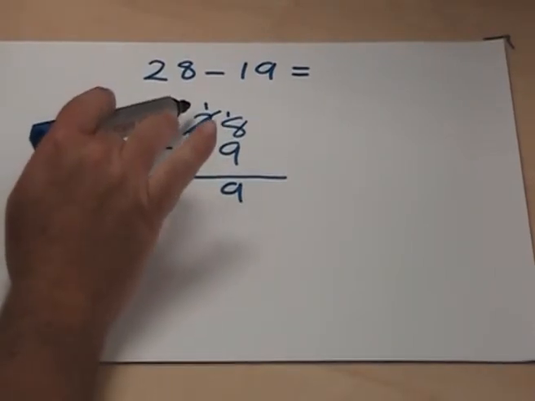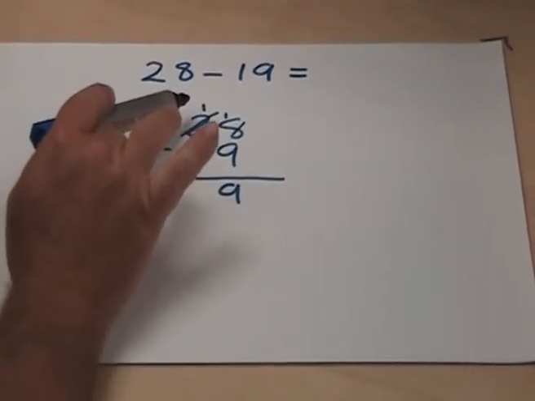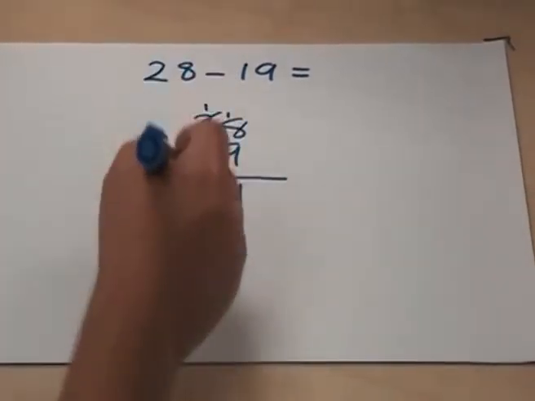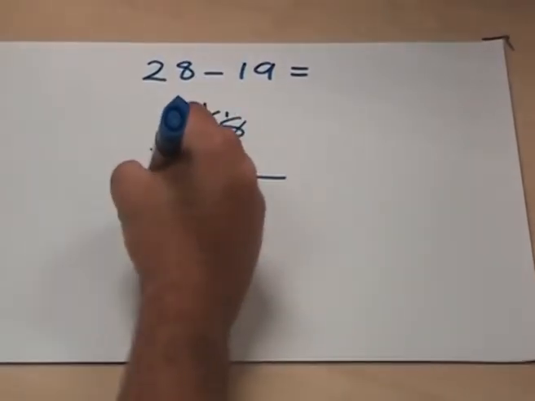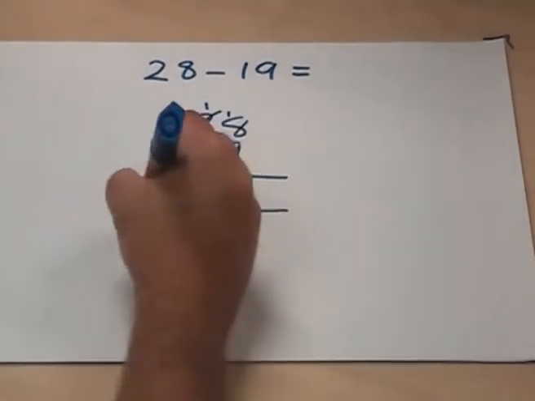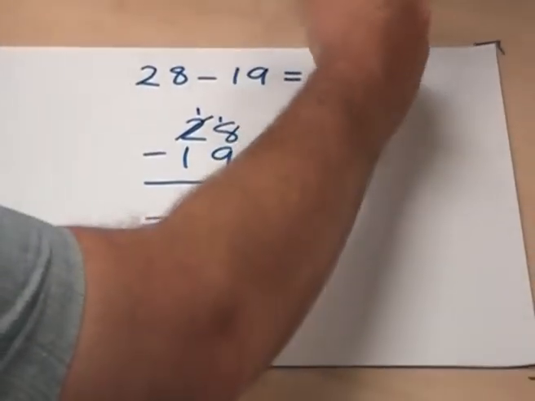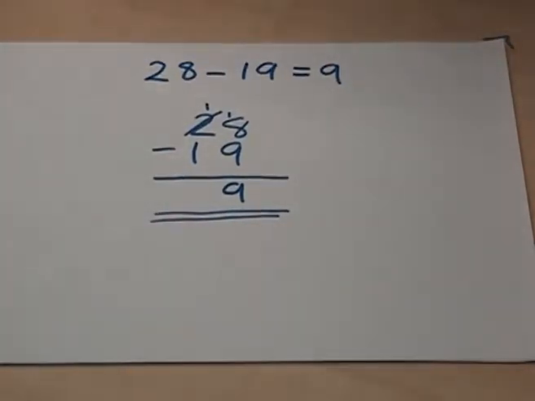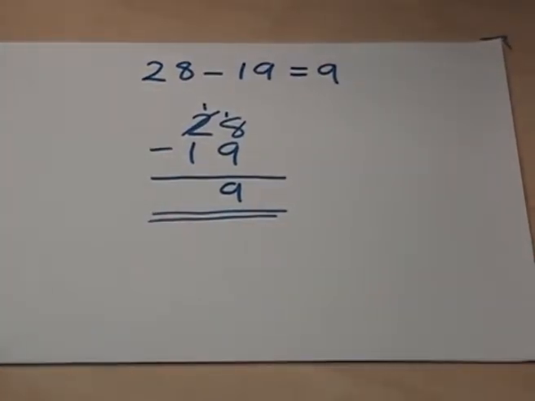We've already turned the two tens, or 20, into one 10. From this we will take away one 10, so that would be 1 take away 1, which is nothing. So we'll leave it like that. Let's try another one.